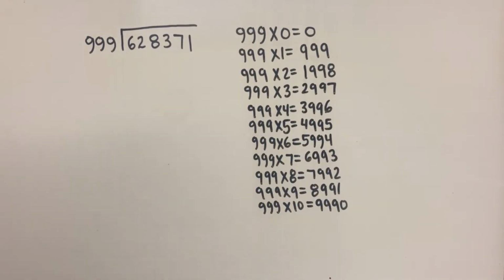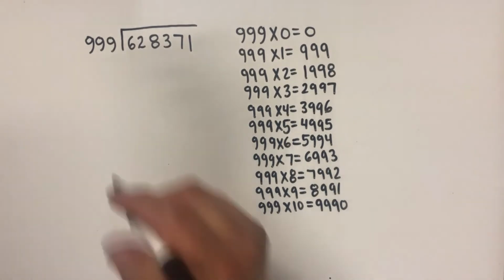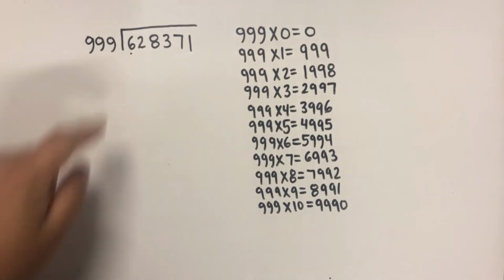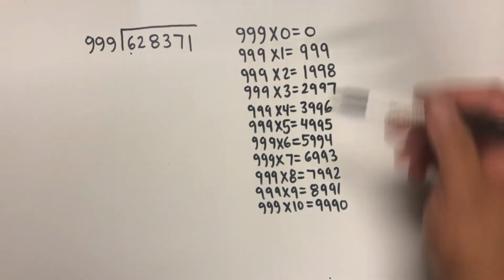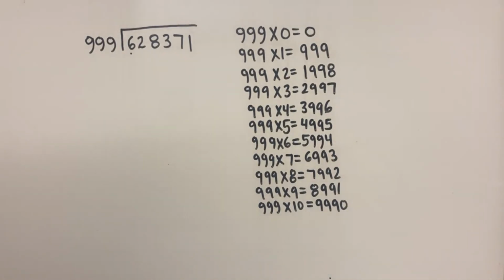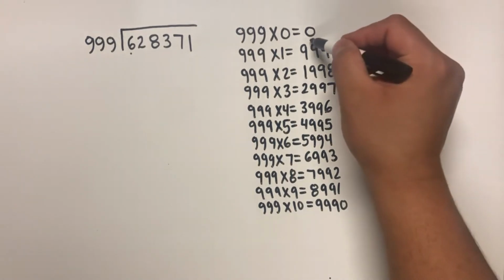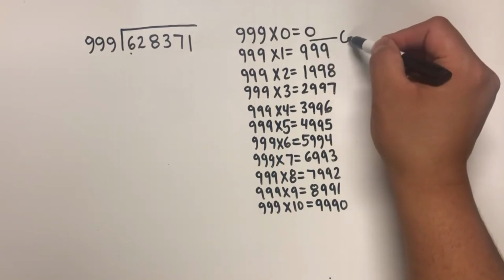So the first thing to do is to look at the first number inside the division house, which is the number 6. This number right here, number 6. And I'm going to squeeze the number 6 in between two numbers in the multiplication table. I can see that the number 6 is in between the 0 and the number 999 is right here. This is where the number 6 is at.